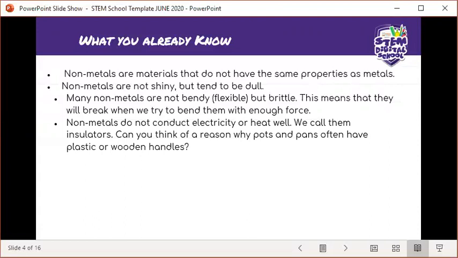Okay, so here is the question which says, can you think of a reason why pots and pans often have plastic or wooden handles?